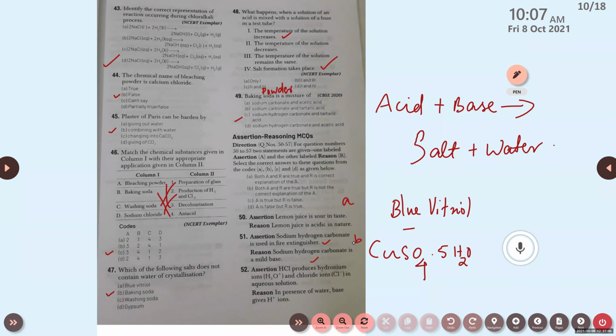What about the assertion and the reason? Is the assertion correct or not? HCl produces hydronium ions and chloride ions in aqueous solution. That's correct, right? Yes, ma'am. The assertion is true. Look at the reason: in presence of water, base gives H plus ions. Base will give OH minus ions, right? So this one is wrong. So here it is option C. Then we can discuss one more question.